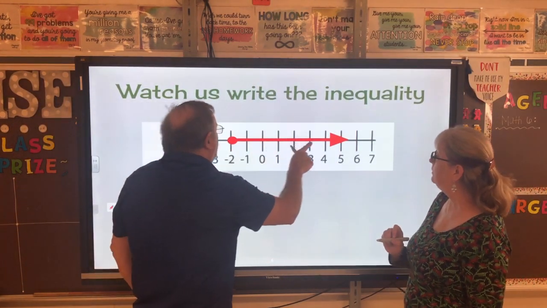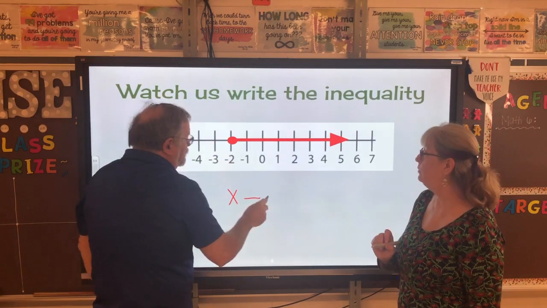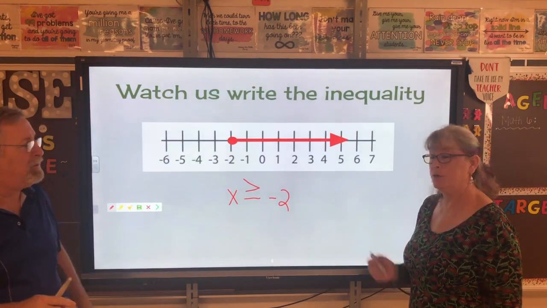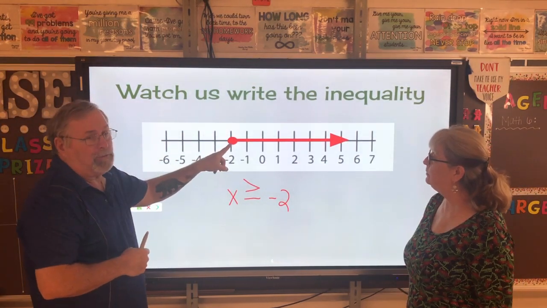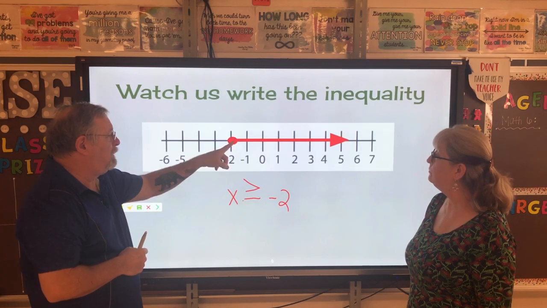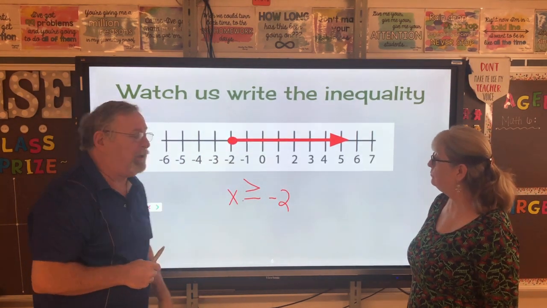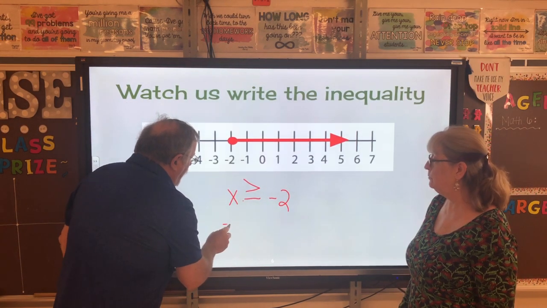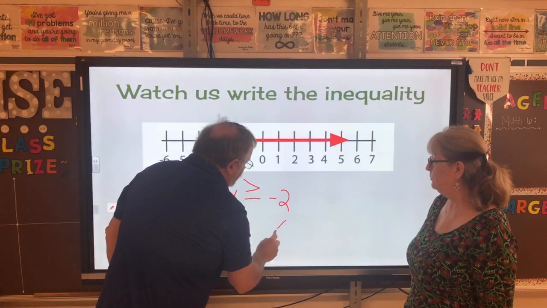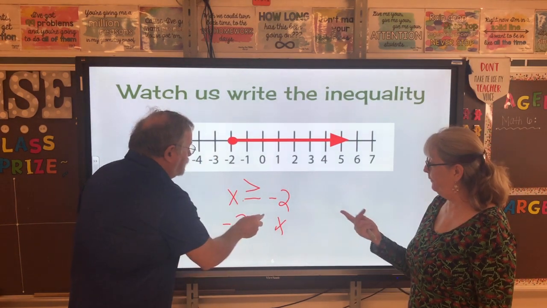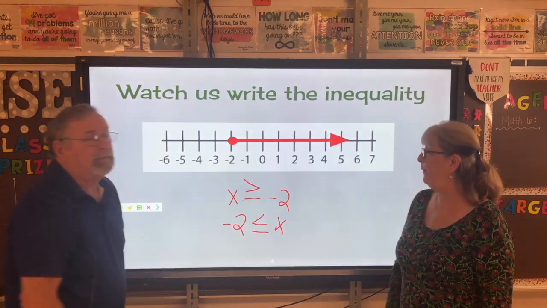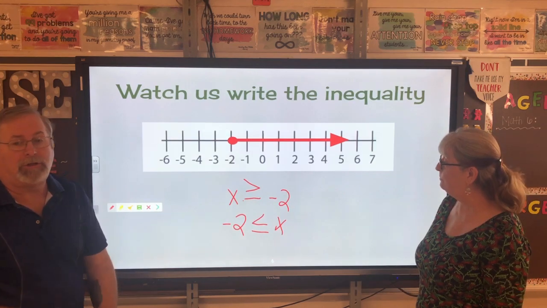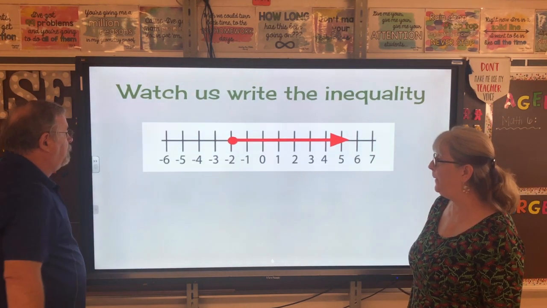Every number is greater than or equal to -2. Equal because it's a closed-in circle, the fill-in line, and everything is going greater than. So x is greater than or equal to -2. Or I can put the -2 here and the x here, and then I just flip the sign. -2 is less than or equal to x. So you can do it two different ways. Always be prepared.